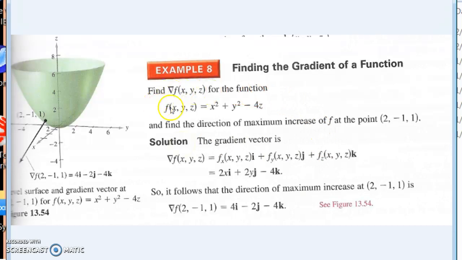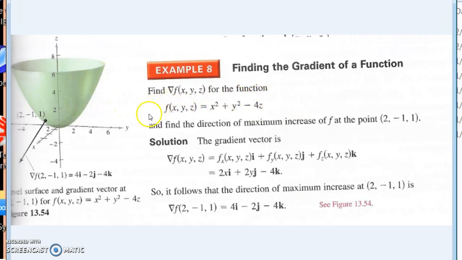And this function here has a zero level surface equal to 4z equals x squared plus y squared, or z equals a quarter x squared plus a quarter y squared. That is actually that parabolic surface over here.